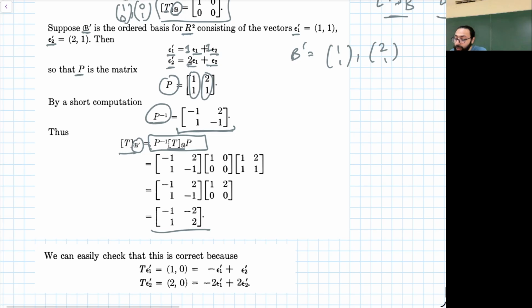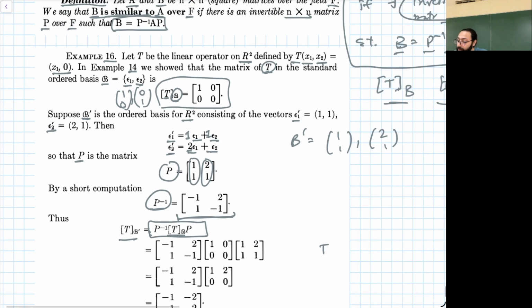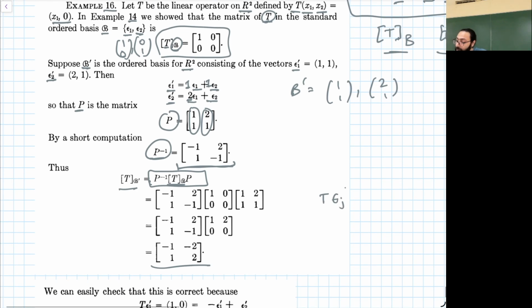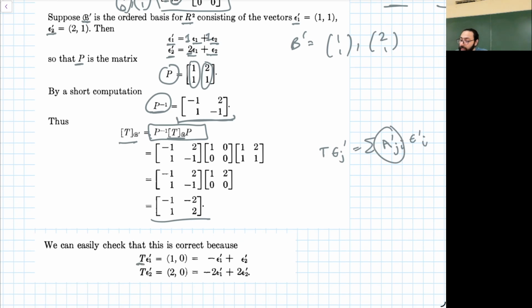Because it's a very simple linear operator, we can also compute the matrix directly for the basis B prime using the definition. The definition was that T epsilon J prime is the sum over I of A prime J I times epsilon I prime. So we can compute this matrix A prime as well. Let's do that. T acting on epsilon 1 prime would be what?